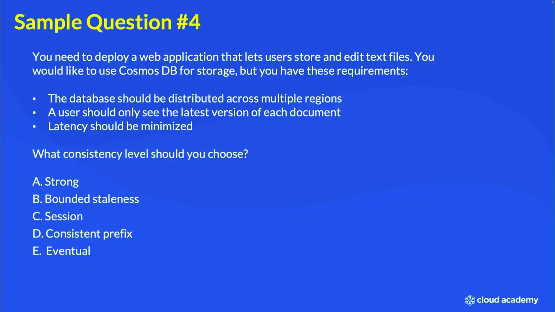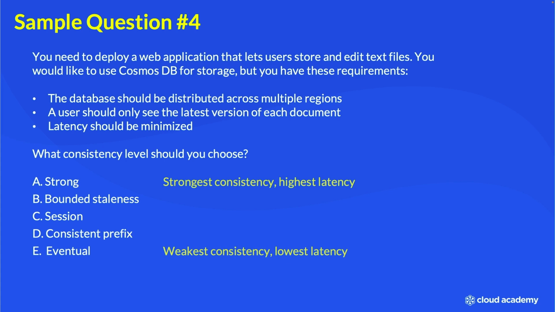Now, if you don't know anything about consistency levels in Cosmos DB, this will look like Greek to you. Like bounded staleness? What the heck is that? So you definitely would need to know these kinds of details about Cosmos DB to be able to answer this question. And I've actually arranged the answers in a particular order, which won't necessarily be the case on the real exam, but just to make it easier to explain here.